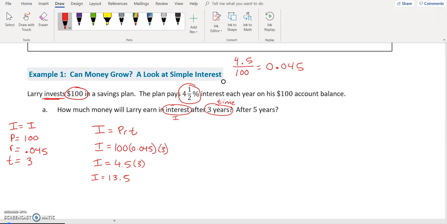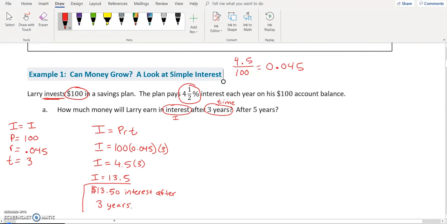Interest is an amount of money. So this is $13.50 in interest after 3 years. So that's after 3 years, and then the second part of it asked us for what about after 5 years.